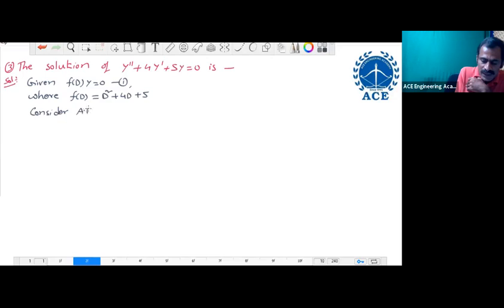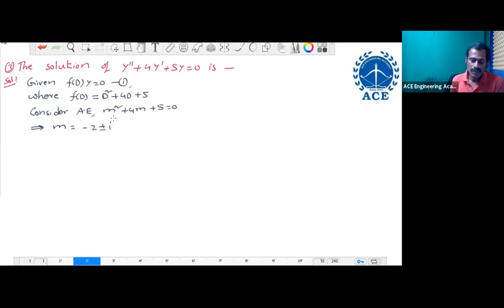Consider the auxiliary equation m square plus 4m plus 5 equal to 0, which implies roots. Again, it is possible to write the factors and then write the roots. Otherwise, you can use the general quadratic equation formula. Now, after solving this equation, we get the roots as m equal to minus 2 plus or minus i.